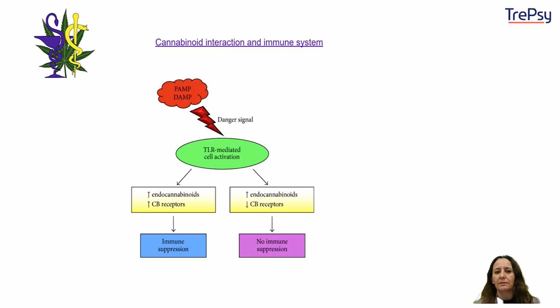So, our pathogen-associated molecular patterns or damage-associated molecular patterns generate dangerous signals that are received by TLRs, and the response can be the increase of CB2 receptors, and this gives rise to the immune suppression, or the response can be the downregulation of CB2 receptors, and the result of this can be the inflammation.